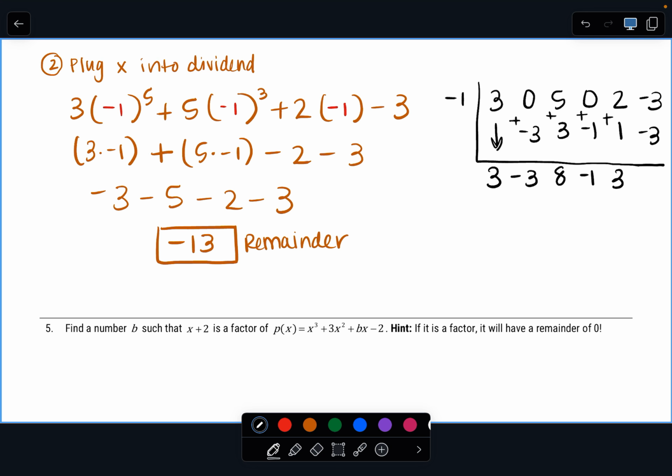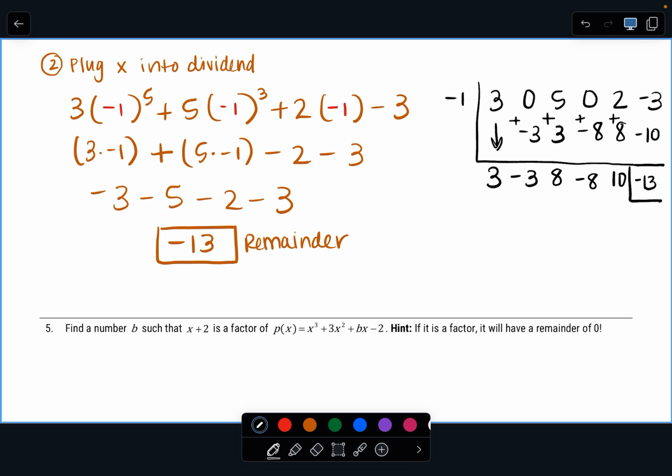Hold on, I went too far. I'll go back. Okay, where are we at? That's what I had. 5 plus 3 is 8. And then we're going to have negative 8. Right? 8 plus 2, 10, negative 10, negative 13.